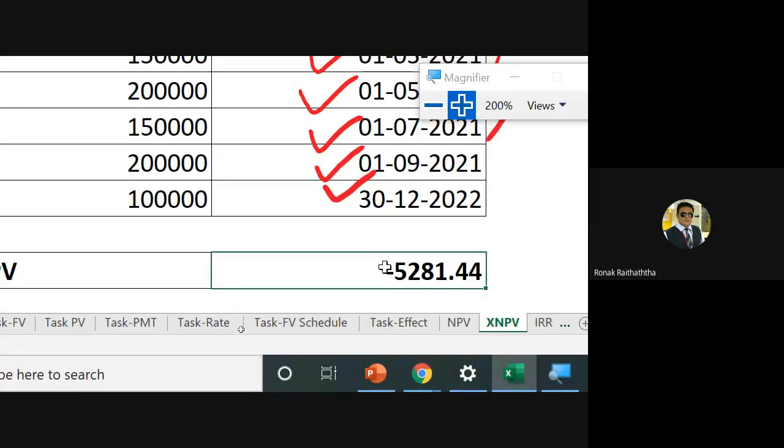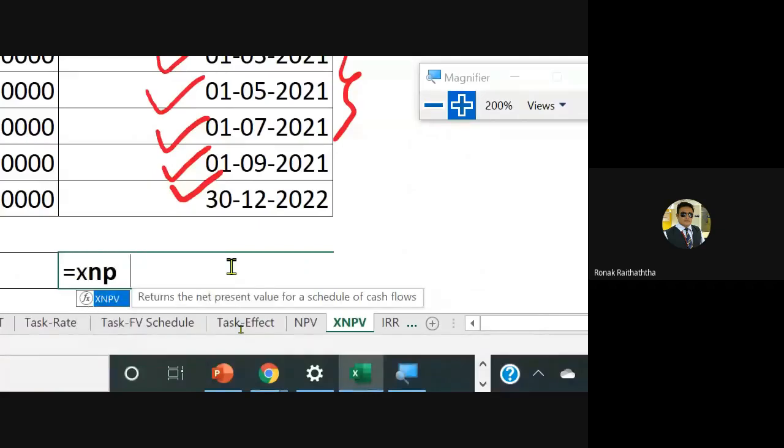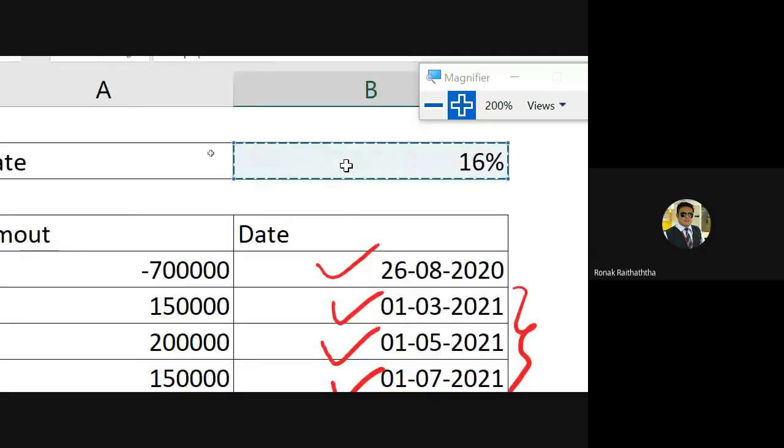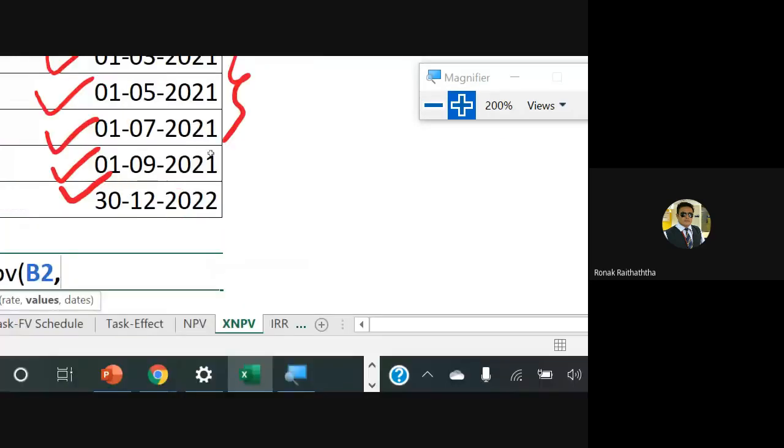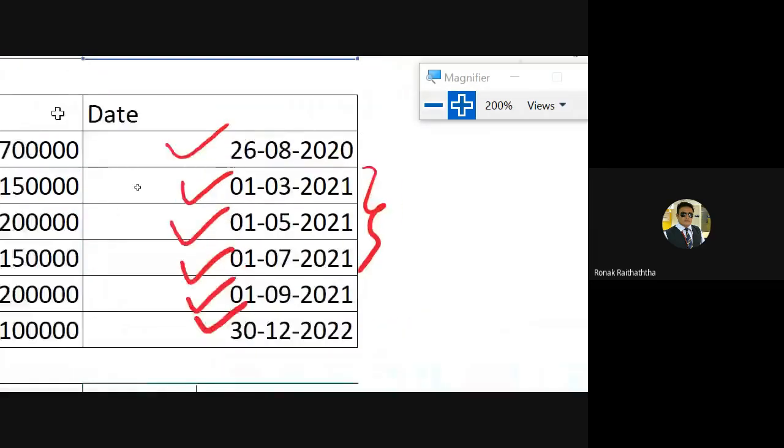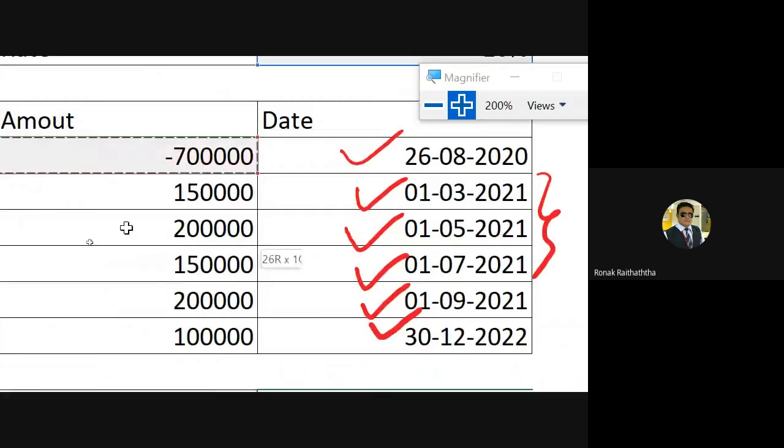Now XNPV is not a different type of NPV, it's NPV only, but it is the function to find the NPV when you have different dates for the different cash flows and there is no even period between the two cash inflows. So equal to XNPV, opening the bracket, and first argument is the rate. I would say my expectation rate is 16% on yearly basis, then comma, then it will ask me the values, which would be the amounts from the first to the last one.